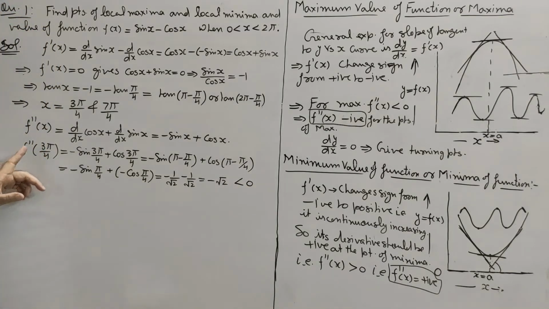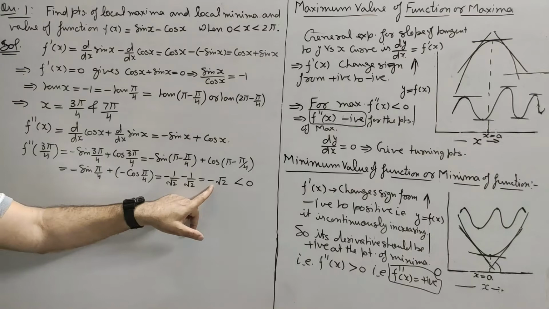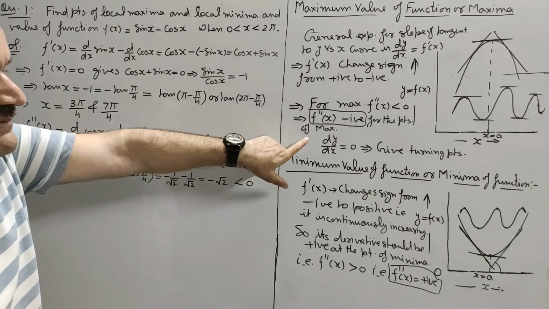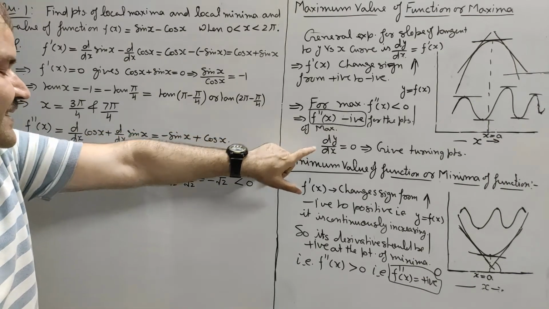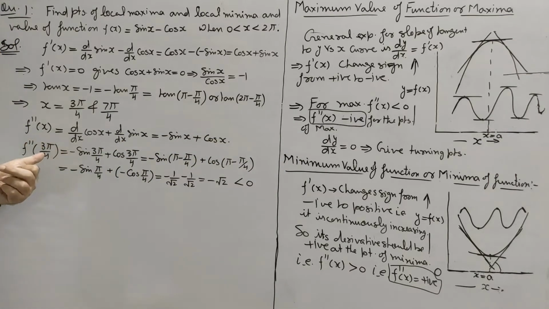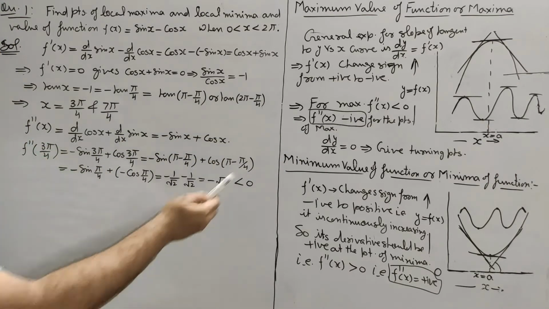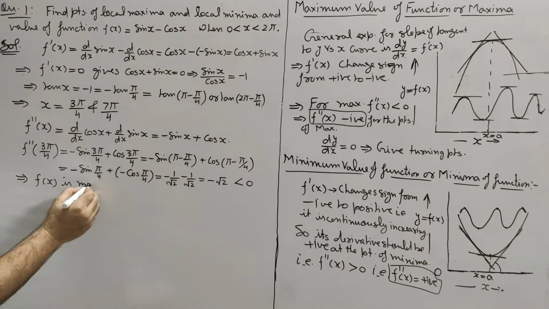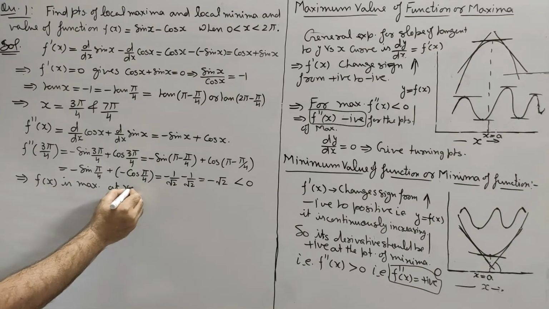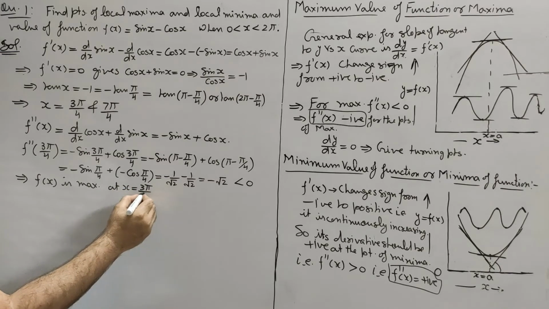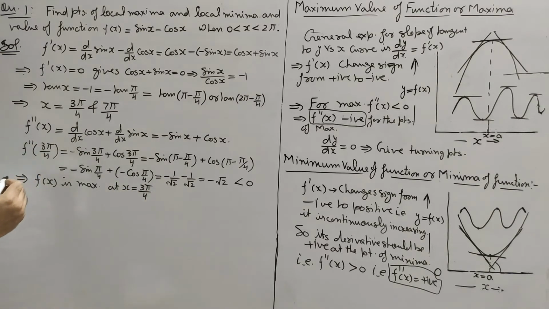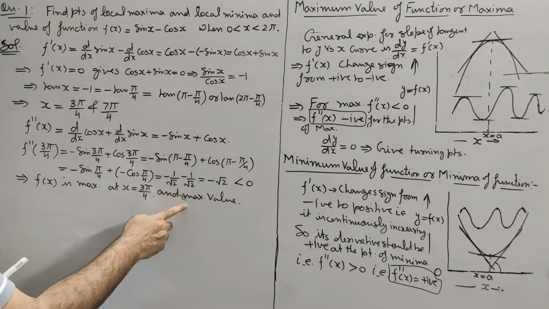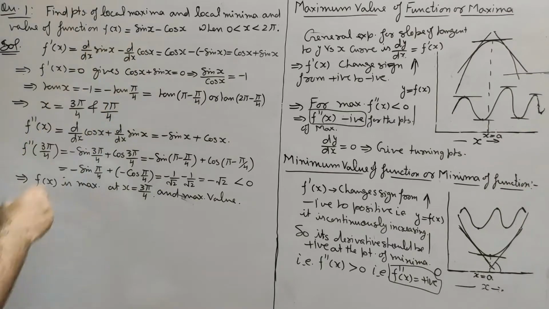And if f double dash 3 pi by 4 is negative, then the value of fx at x is equal to 3 pi by 4 will be maximum. So this implies fx is maximum at x is equal to 3 pi by 4, and that maximum value of function can be obtained by putting x is equal to 3 pi by 4 in the function.